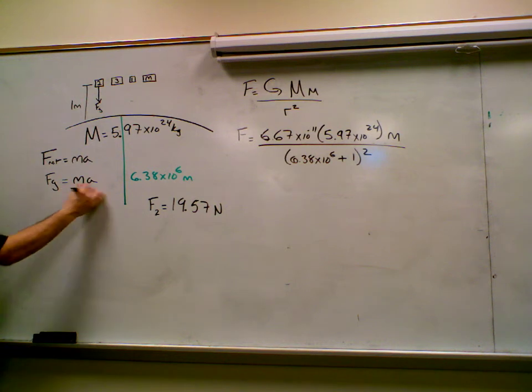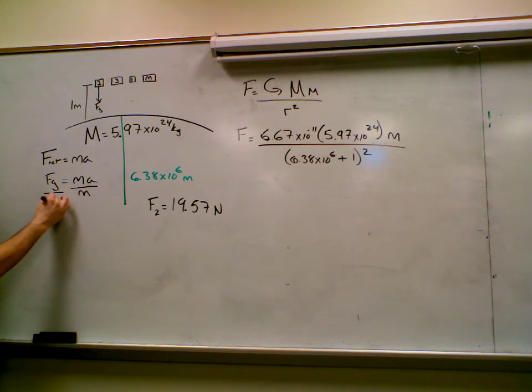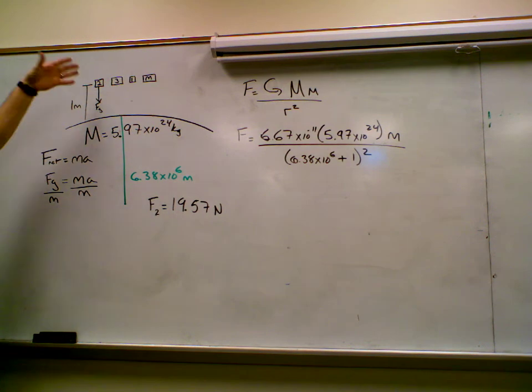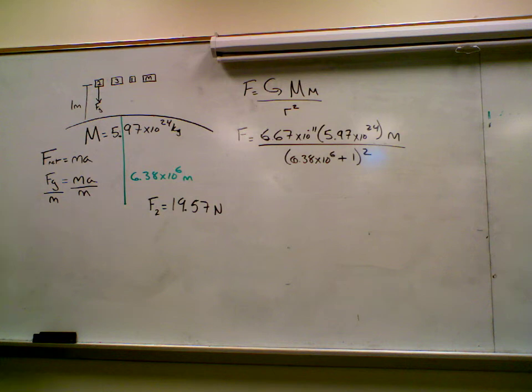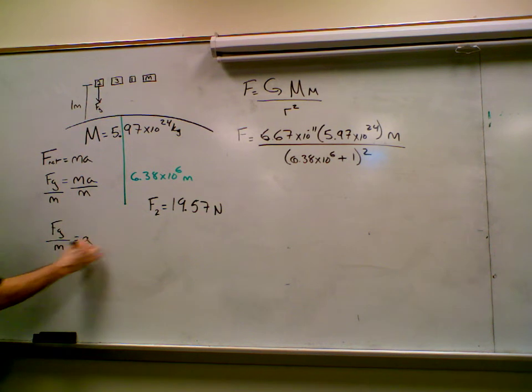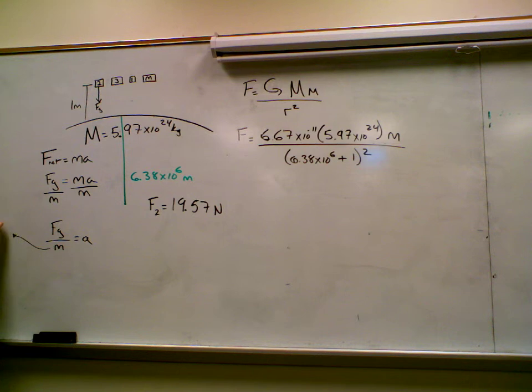Divide by m. Now is this m the little m or the big M? The little m, because the big M isn't moving, right? The little m is accelerating, the big M is not. Does that make sense? Yeah. So this m right here is the little m. It's a 2 kilogram mass. So we'll make a little note of this. So we have Fg over m equals a, and this is the little mass. That's the little guy.